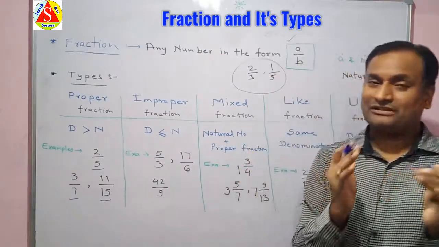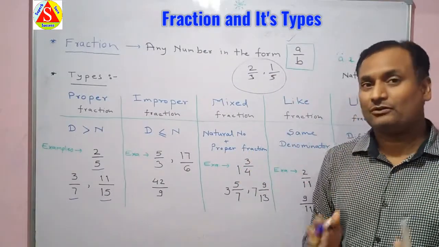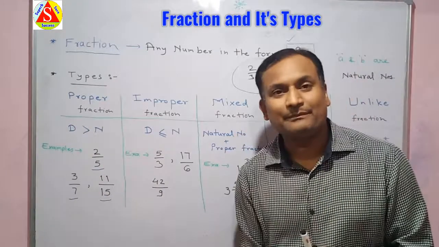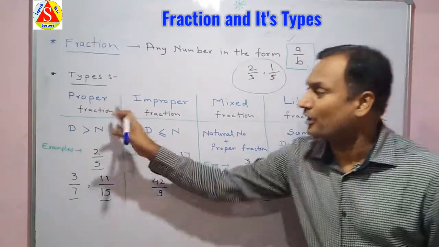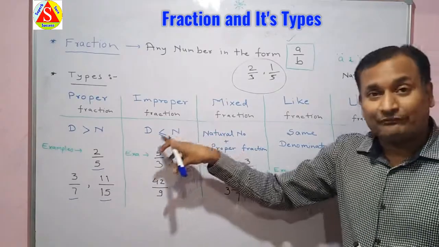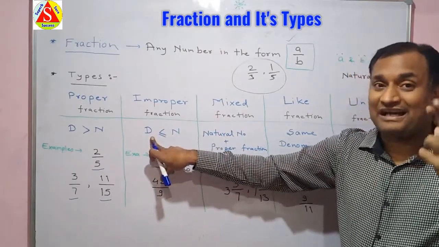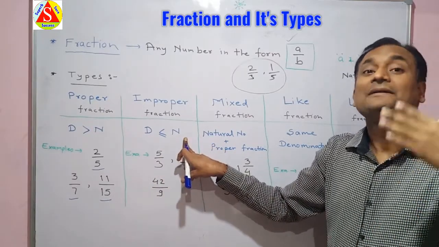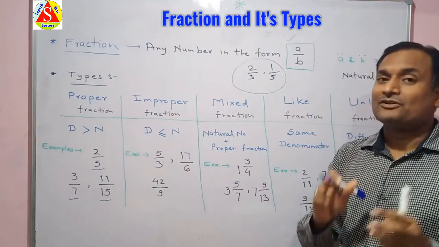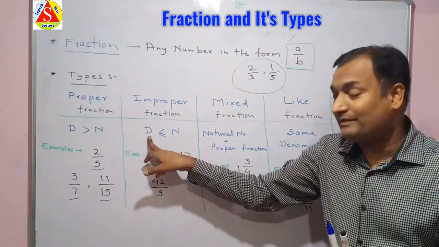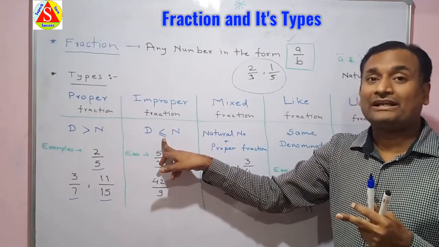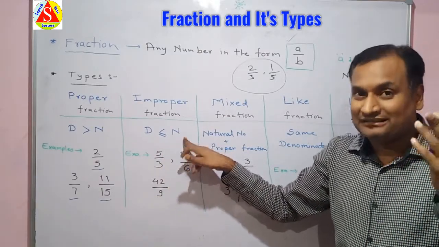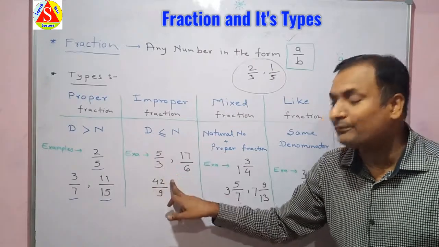So I hope dear students, this definition is clear. Now let's see the improper fraction. It is very similar, or we can say it is opposite to the proper fraction. The fraction whose denominator is either less than or equal to its numerator is called the improper fraction. Such a fraction whose denominator is either smaller or equal with the numerator is called the improper fraction.